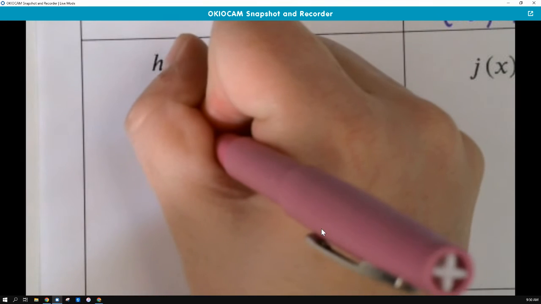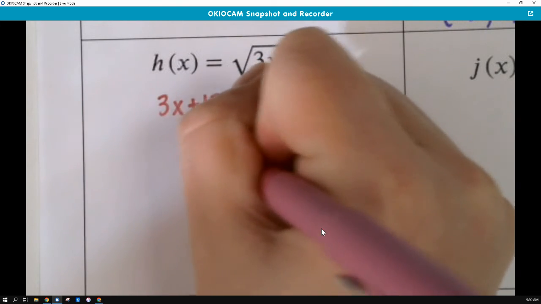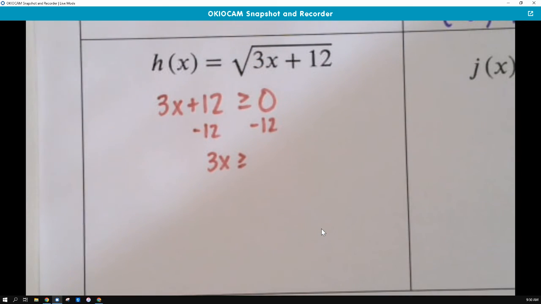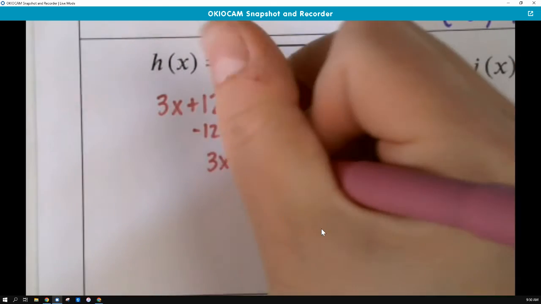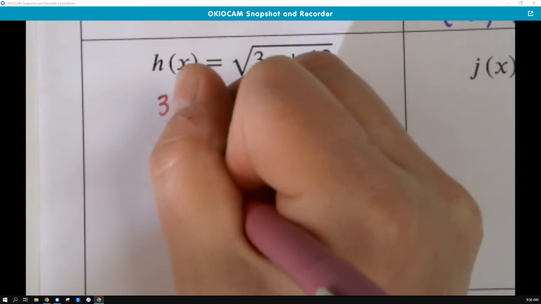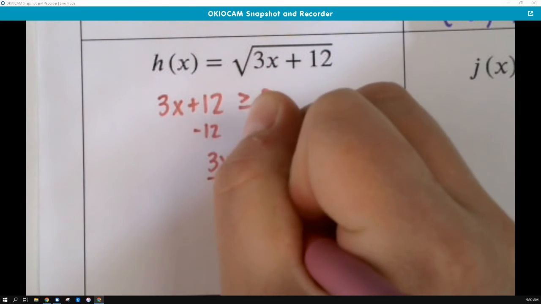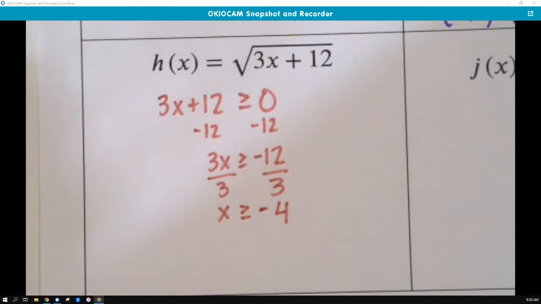So we'll subtract 12 from both sides. 3x is greater than or equal to 0 minus 12, which is negative 12. And then I divide both sides by 3. I get x is greater than or equal to negative 4.